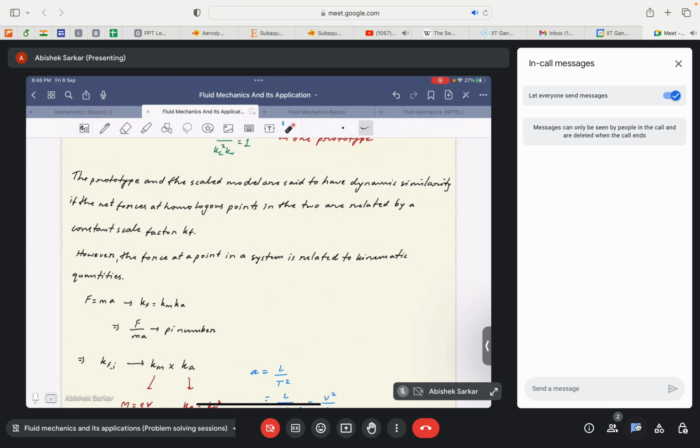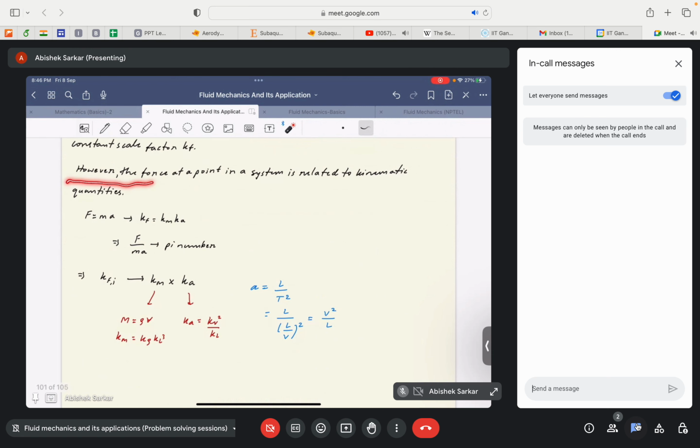Similarly, for dynamic similarity, we see that the prototype and the scale model are said to have dynamic similarity if the net forces at the homologous points in the two are related by a constant scale factor kF.